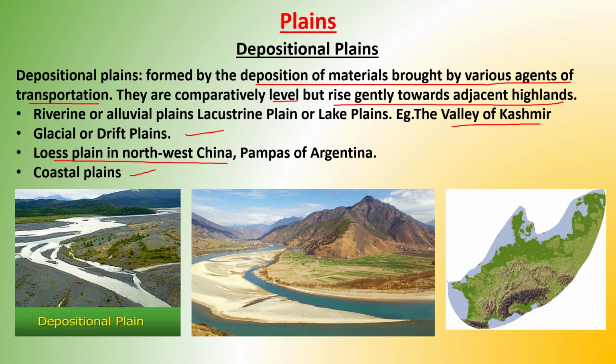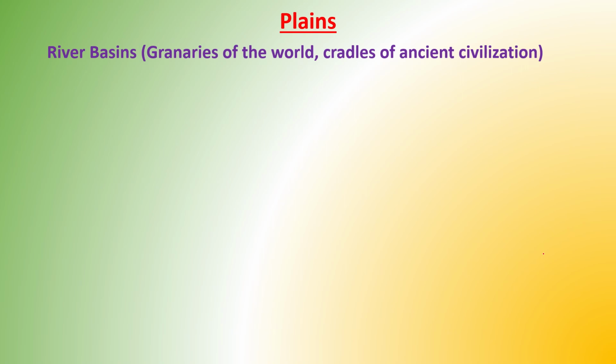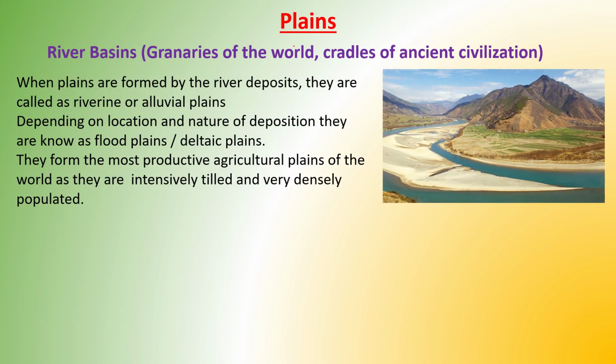Here we can see Yangtze River's depositional plains over here near the foothills. Over here also we can see the depositional plain in the coastal areas of Europe also we are having. River basins. These are known as granaries of the world, cradles of ancient civilizations. When plains are formed by the river deposits, they are called riverine or alluvial plains. Here, Yangtze River's alluvial plain we can see.